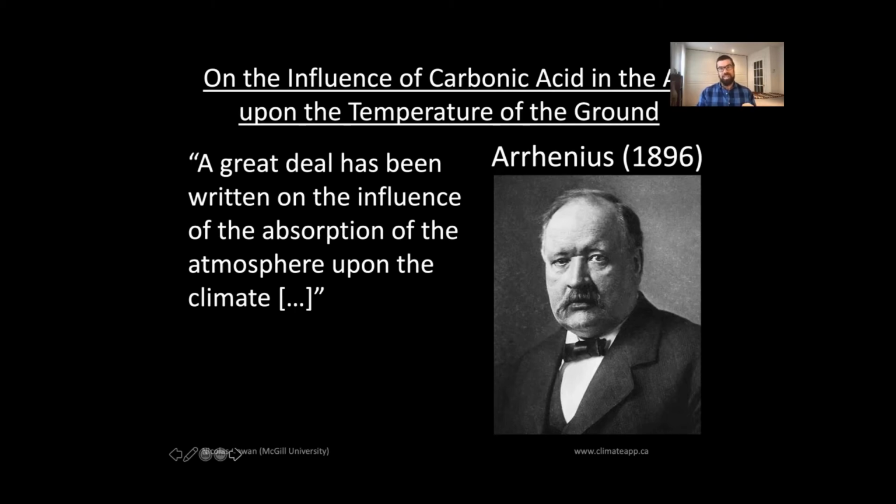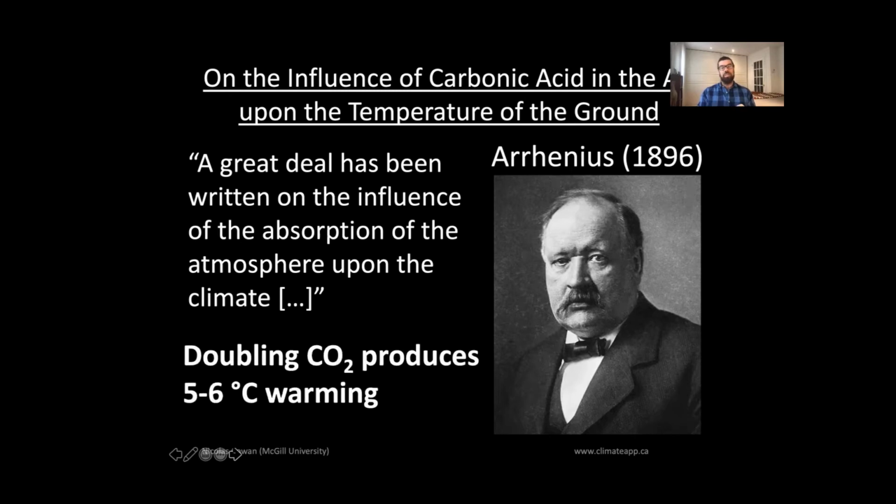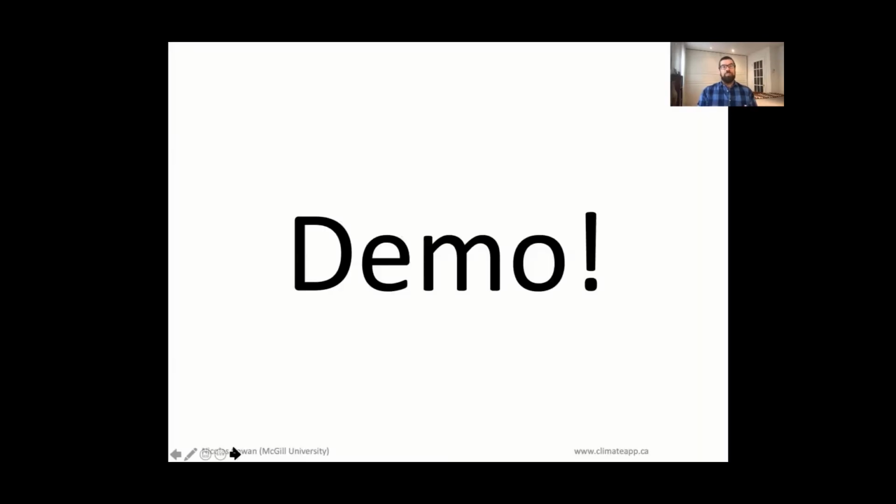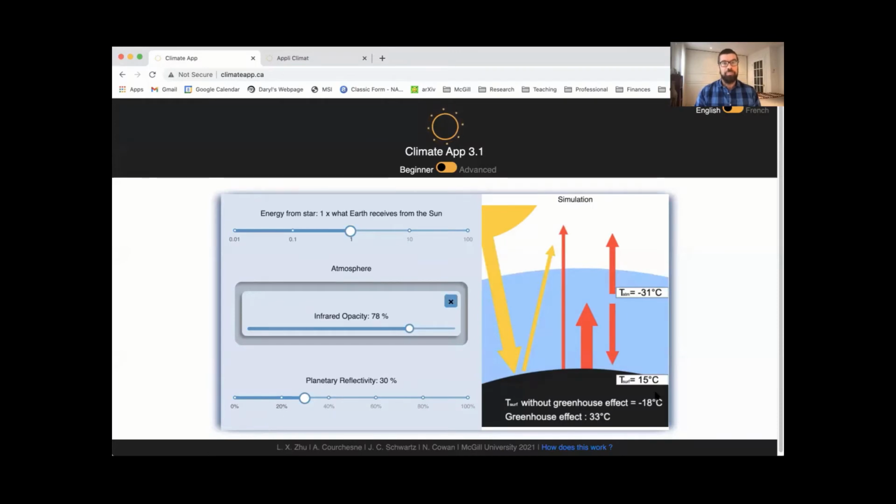The punchline is that in 1896, Arrhenius develops the first quantitative climate sensitivity estimate. If you double carbon dioxide, how much warming do you get at the surface of the Earth? 19th century physics and fairly simple arithmetic and math can lead you to an estimate of the climate sensitivity and can help you understand how planetary climate works. And so that takes me to the Climate App. So here's the Climate App.